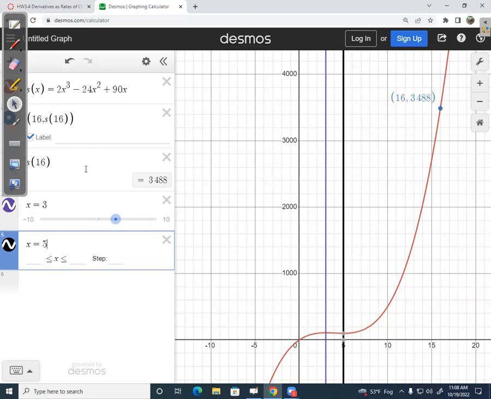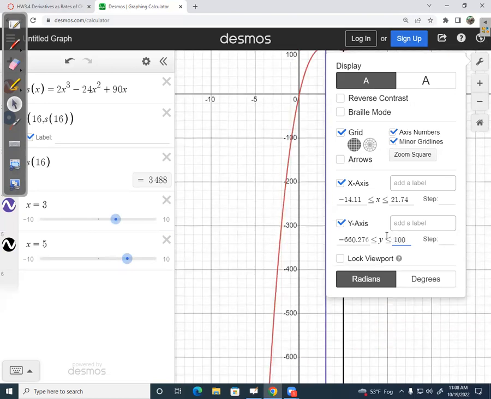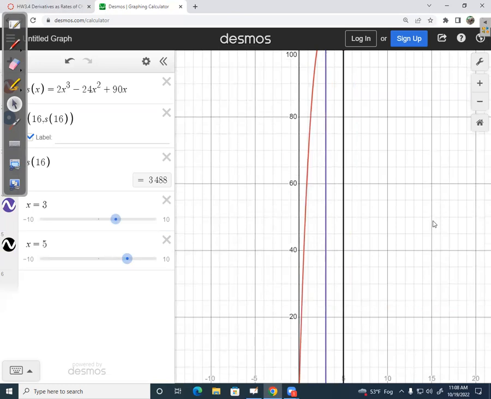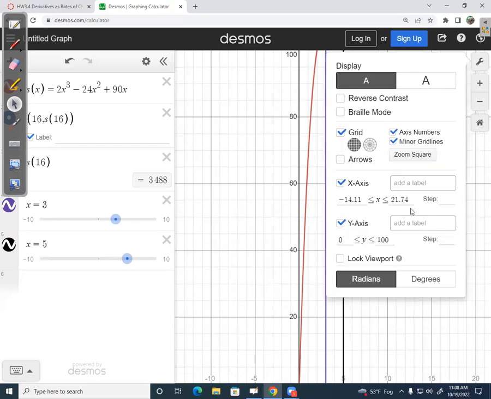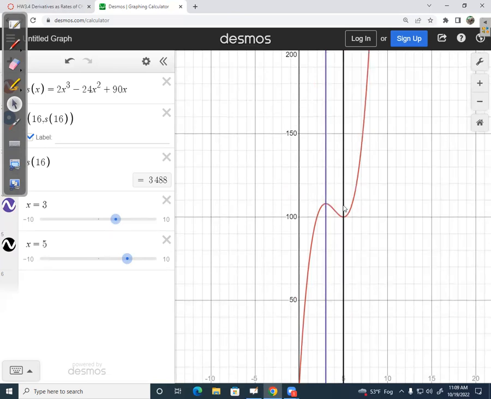So we go from 0 to maybe 100 instead. We should be able to confirm that. Oops. Did I misread that? Okay, maybe it was 0 to 200. Yeah, so we can see it wiggles in between.